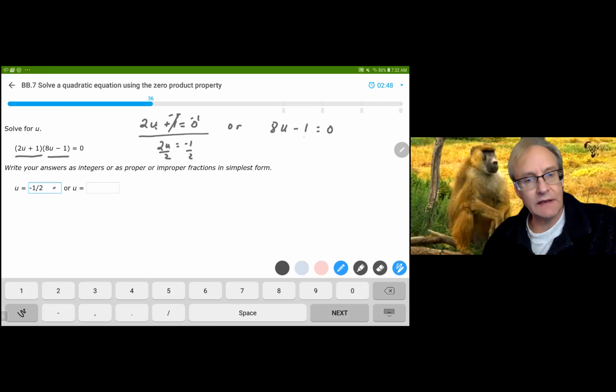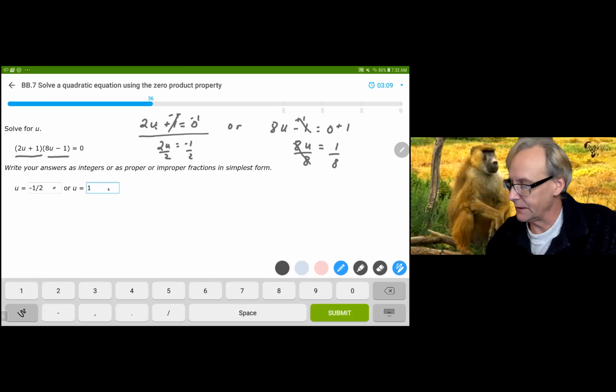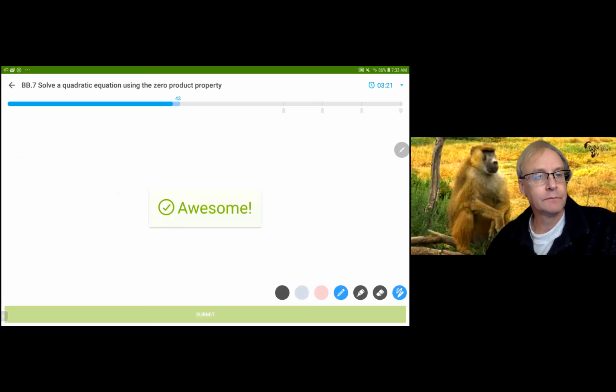And because we do the same thing every time, we're going to add 1 and divide by 8. We get 1/8. But I'm going to go ahead and write it. Plus 1, plus 1. That's 0. That gives me 8u equals 1. And then we divide by 8. And what you'll find is that it's the same process over and over again. And you'll be able to recognize it and do it in your head most of the time if you practice a little bit. So 1/8 will make this 0, won't it? And -1/2 will make this part 0. So that's what we're looking at.